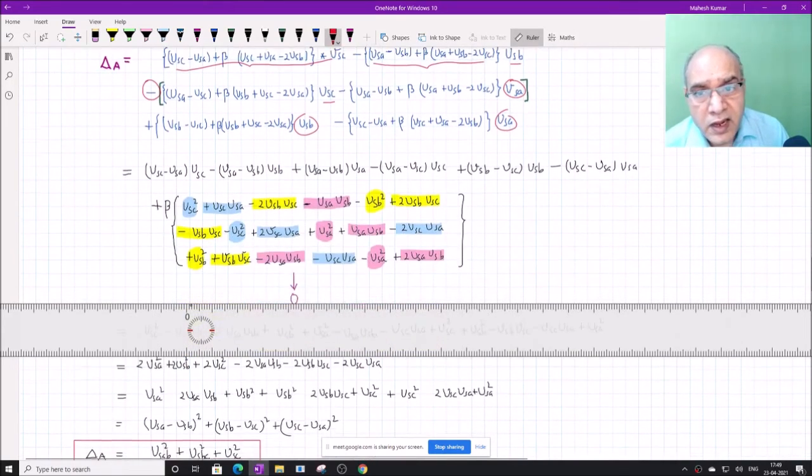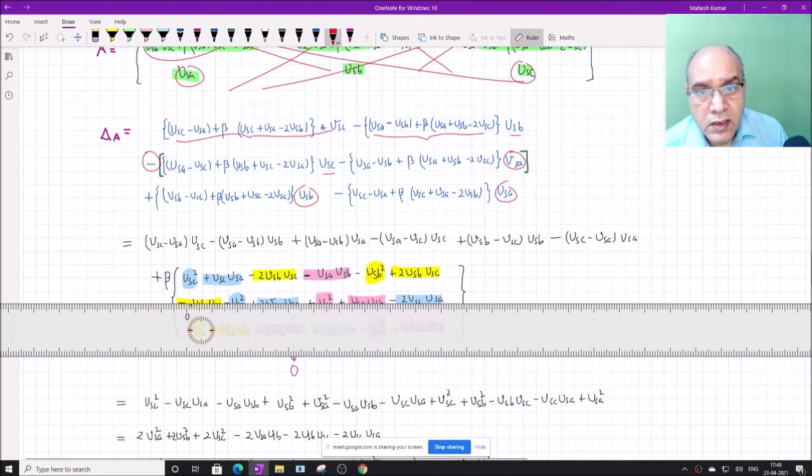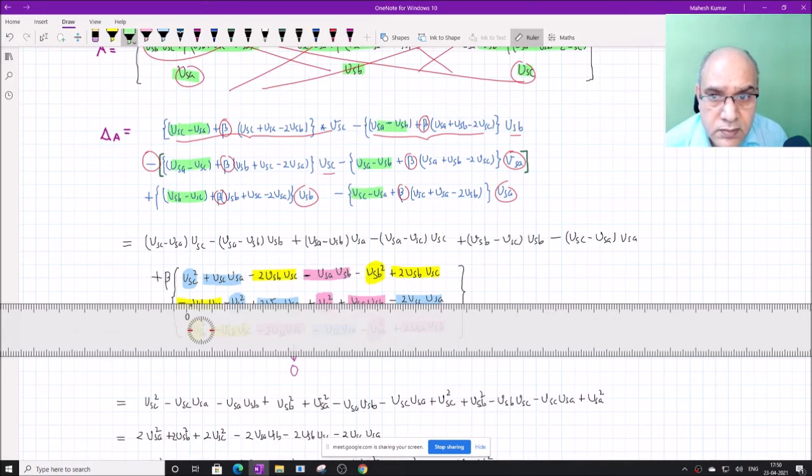If we look at this further, there are two kinds of terms: one with beta and another without beta. Each term has beta here, and this beta, and this beta, and this beta. And the other terms are without beta, like this one without beta: 1, 2, 3, 4, 5, 6. So basically this into this. The first one is VSC minus VSA into VSC, this without beta term, minus VSA minus VSB and VSB, this term.